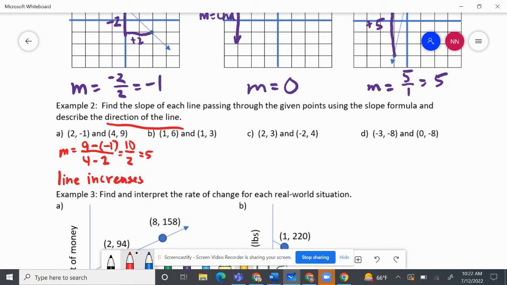So the next thing I'm going to do is look at letter B. I'm going to use the same slope formula. In this case, I have m equals 3 minus 6 over 1 minus 1. That would be negative 3 over 0, which means that my slope is undefined. If my slope is undefined, then that means that it is a vertical line.